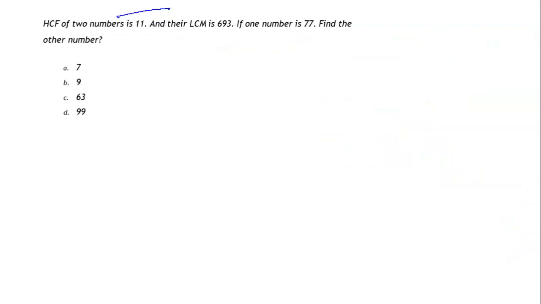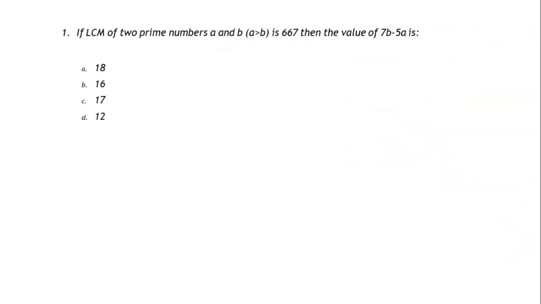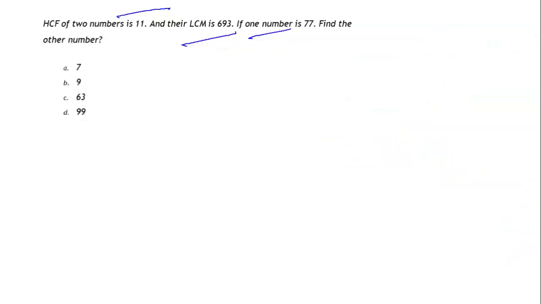The HCF of two numbers is 11 and the LCM is 693. One of the numbers is given, find the other. Give me the answer. You can very easily say it. Or else, see this: the HCF of two numbers is 11, and the other one is 693. So it is understandable here that it is 77 into something that we have to get.